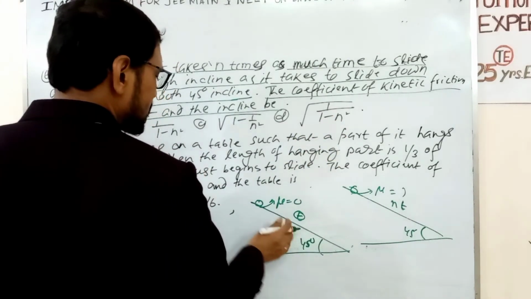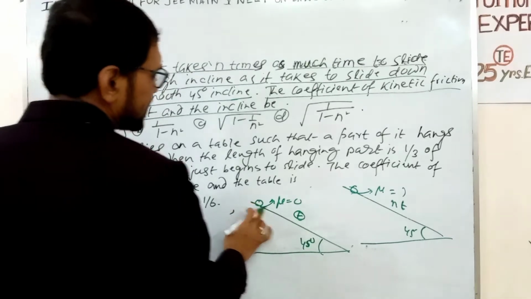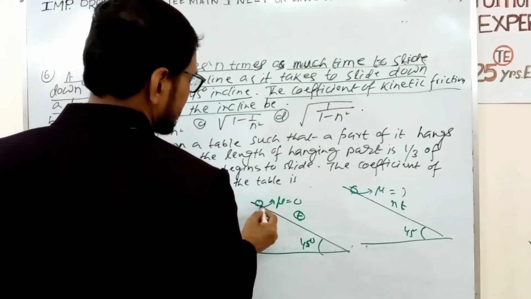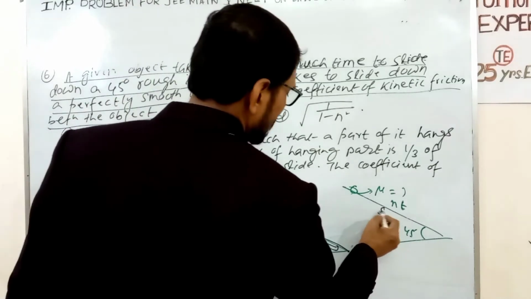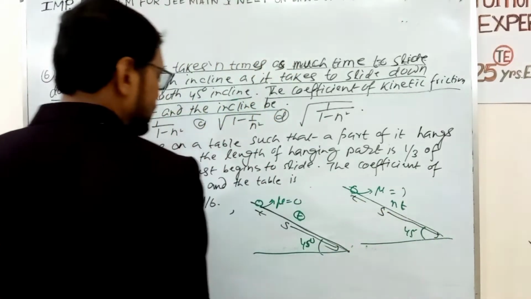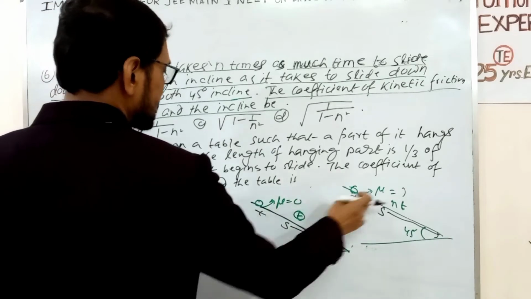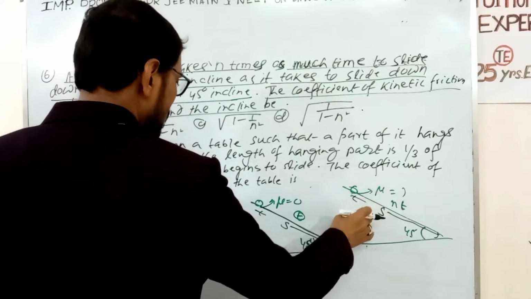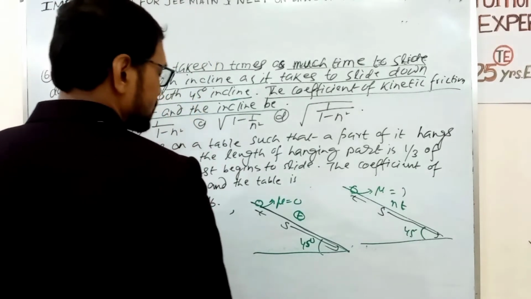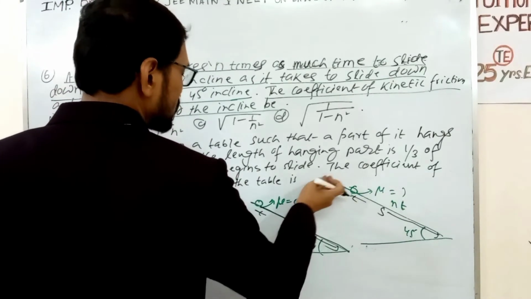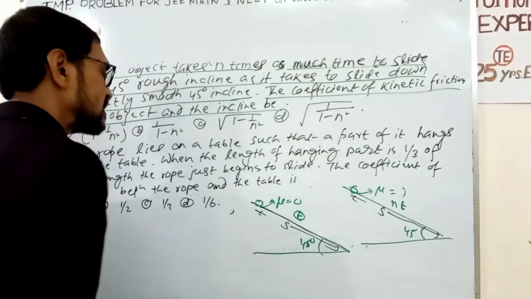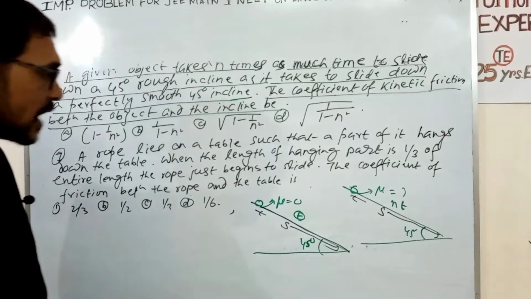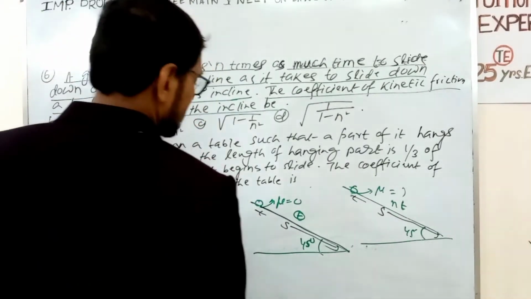The angle of inclination is 45 degree, and the length covered by the object is s. Here also s. So length is the same, angle is the same. This is smooth, but this has a coefficient of friction. That's why the body takes more time, because this is retarding motion, because friction opposes the motion of the body. So now you have to calculate the coefficient of friction. This is the problem. Okay. Now how do we find the time?